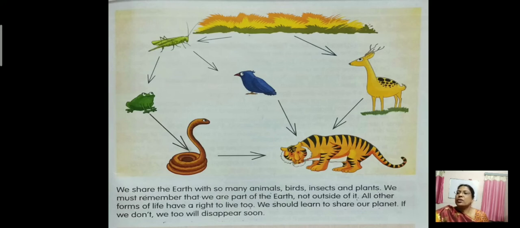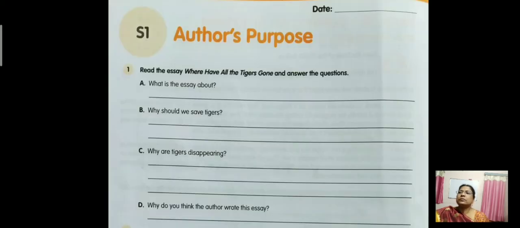Isn't it, children? So now, in order to support your opinion, you should give out the reasons. So she has given reasons why we should save these tigers. Is this clear, children? Have you all understood? Now let us move on to the workbook. Now see, S1, open to page number 10, children. So now read the essay, where have all the tigers gone, and answer the questions.